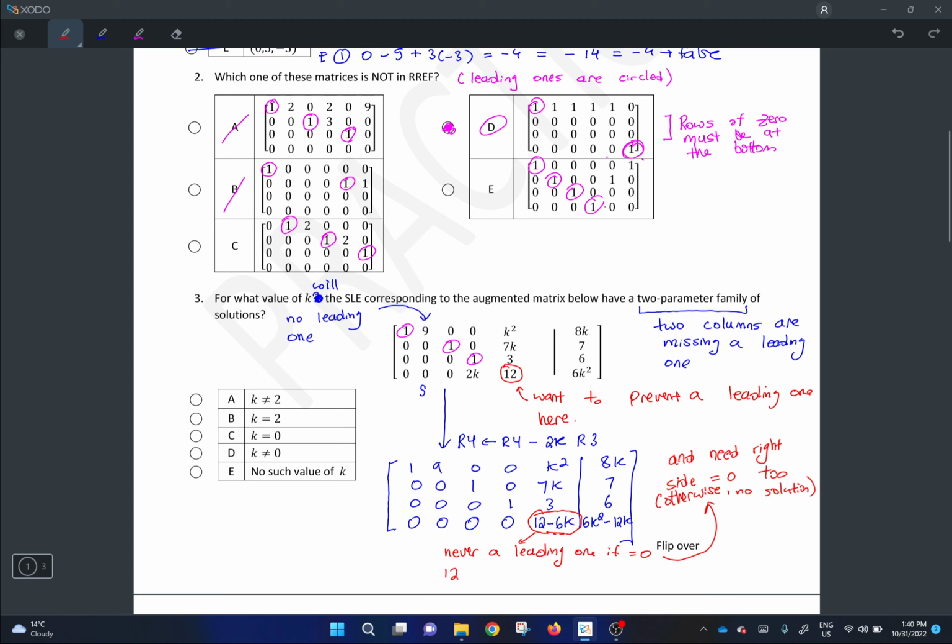So 12 minus 6k is equal to 0. That means 12 is equal to 6k. That means k is equal to 2. So k equals 2 will cause a 2-parameter family of solutions. Okay, and then E would be the answer.